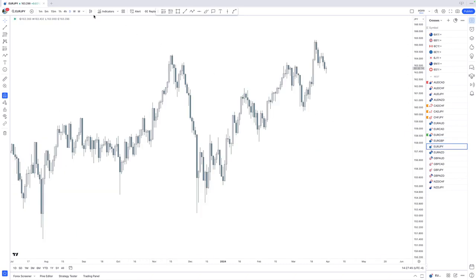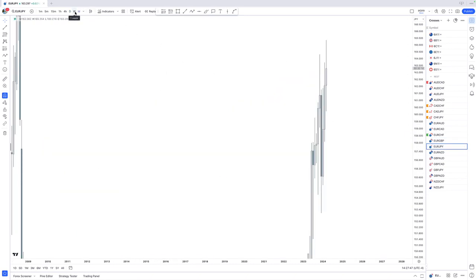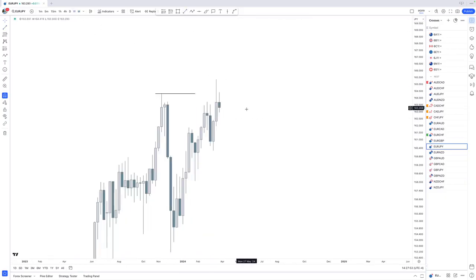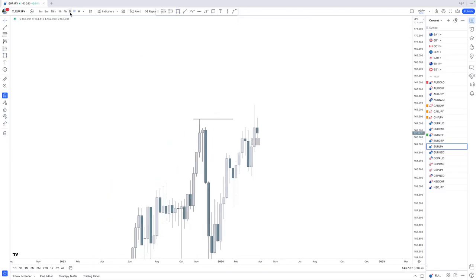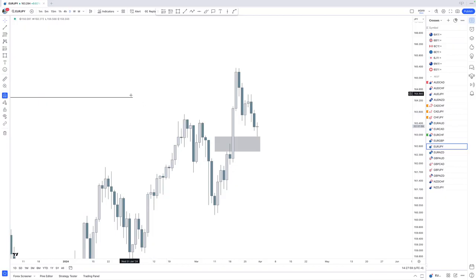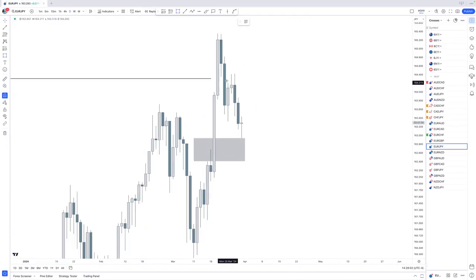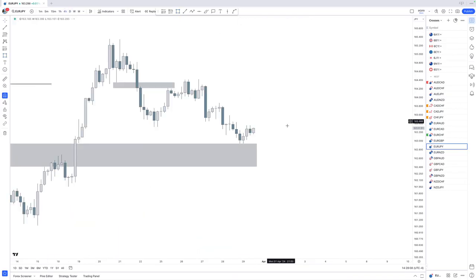Euro JPY. Let's see. Monthly, potentially sweeping that swing high that we have right there. And on the weekly right here, we have this weekly fair value gap, which we can potentially continue higher from. But after this sweep of that potential high, I do not necessarily like that. Then on the daily, we have this daily fair value gap right there, which we could potentially continue higher from.